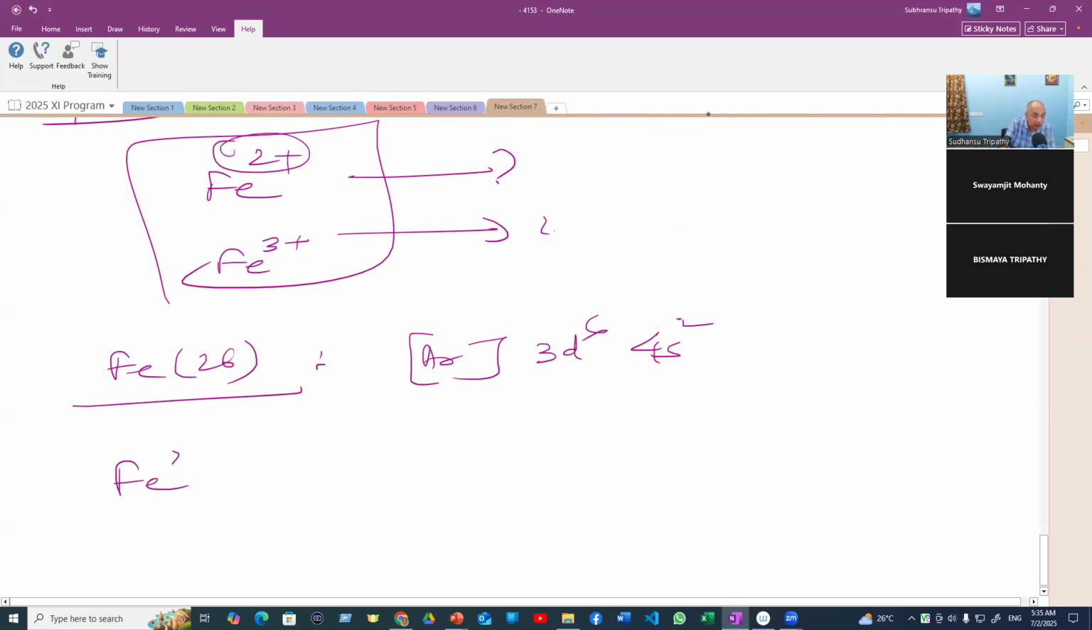Then Fe2+, tell me what will be the configuration, Swayam? Sir, argon 3d4 4s2. Bisma? Sir, argon 3d6.